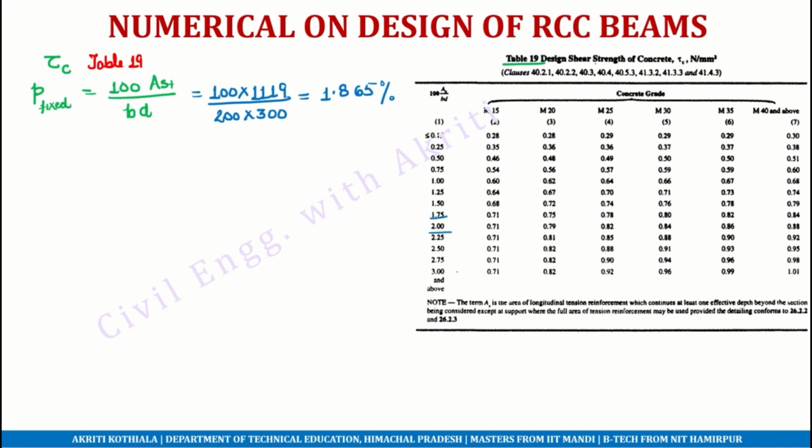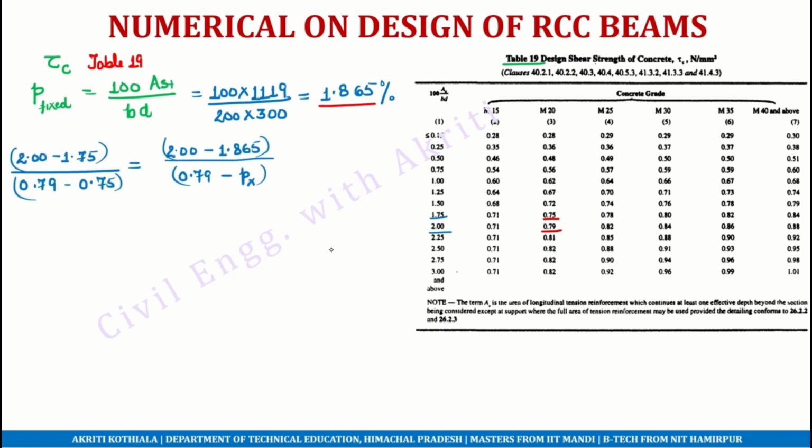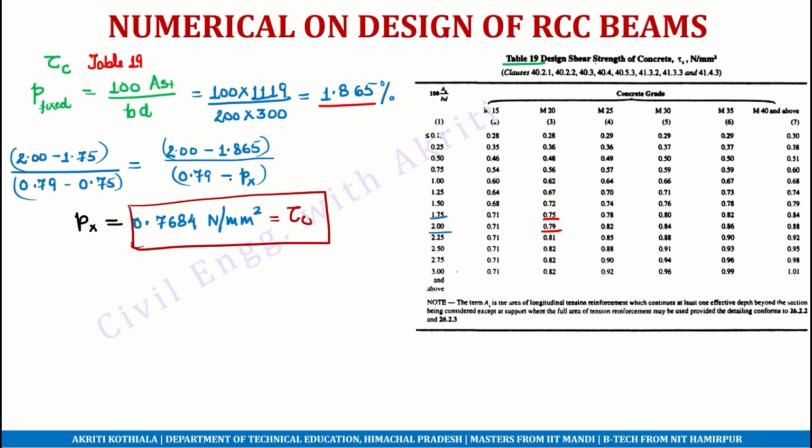So corresponding values for M20 will be equal to 0.75 and 0.79. We will have to interpolate it for the value of 1.865. So forming the equation, we will solve for Px, which gives us the value of tau c corresponding to 1.865 will be equal to 0.7684 Newton per mm square. So this value is actually tau c, the shear stress which the concrete can resist.